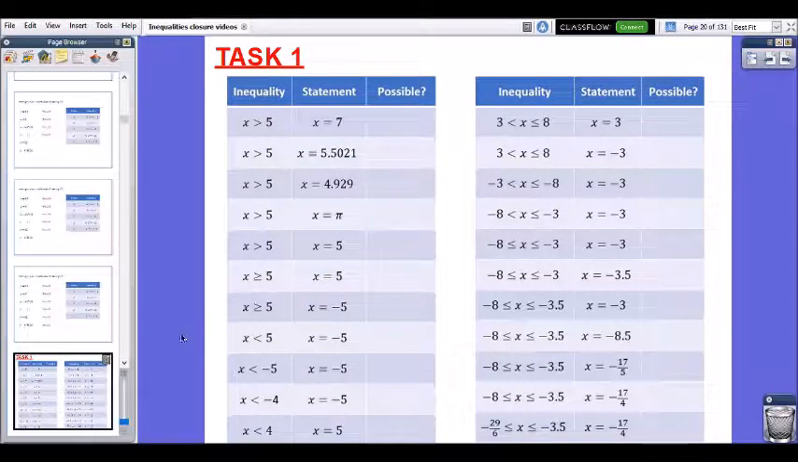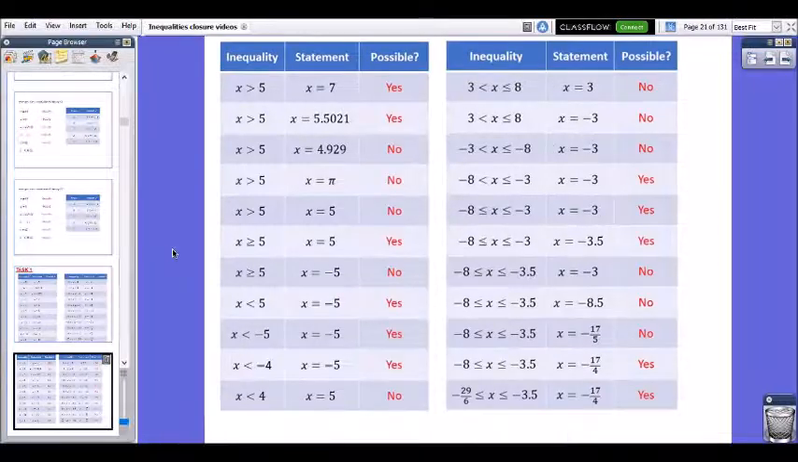Okay, so please could you pause the video and have a go at task 1 on the worksheet that I've attached for you. So on this task, you need to decide, is this statement true? So for example, if x must be greater than 5, can x be 7? Well, that first answer would be yes, and I'm just going to write yes in the box because 7 is greater than 5. Okay, and then these are your solutions to task 1.